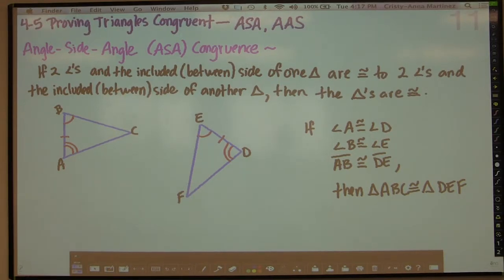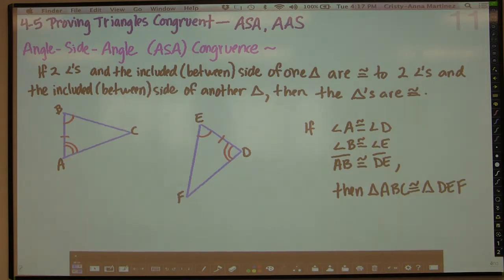Hi there, today we're going to be doing a video for Geometry, Chapter 4, Section 5, and we are proving triangles congruent, and this time using the methods of angle, side, angle, and angle, angle, side. So much like our previous lesson, we have two new methods to prove that two triangles are congruent.